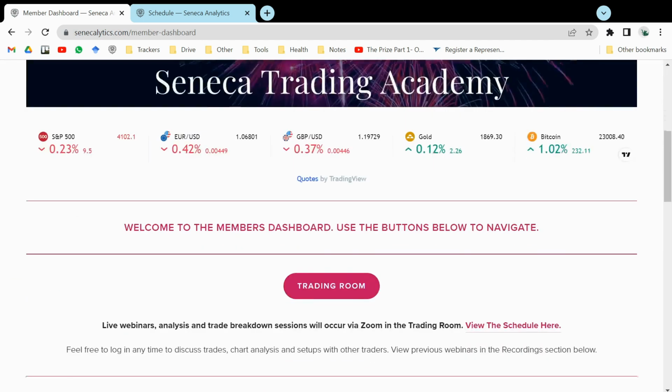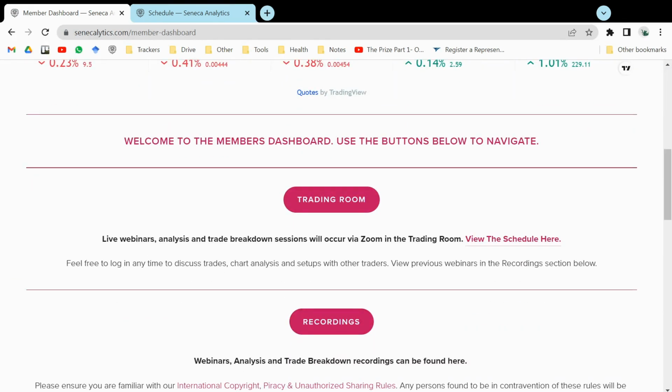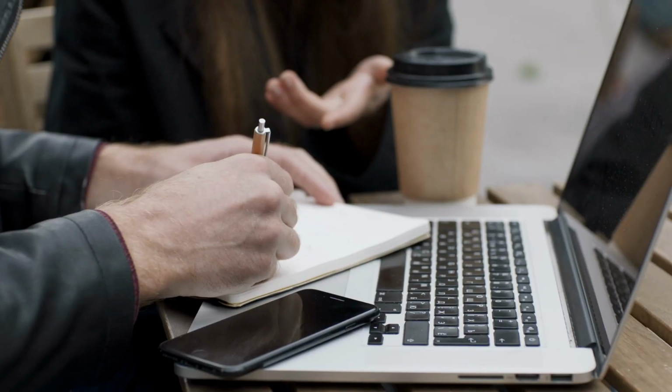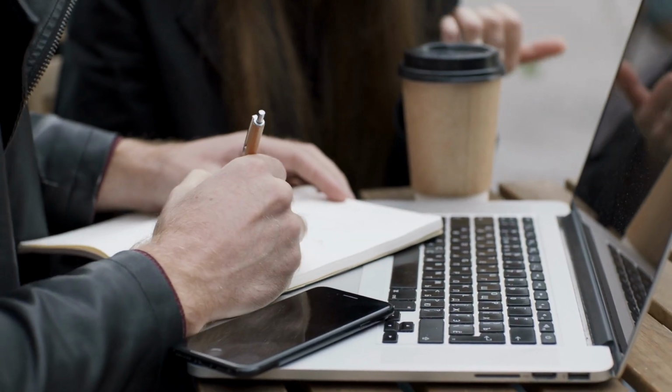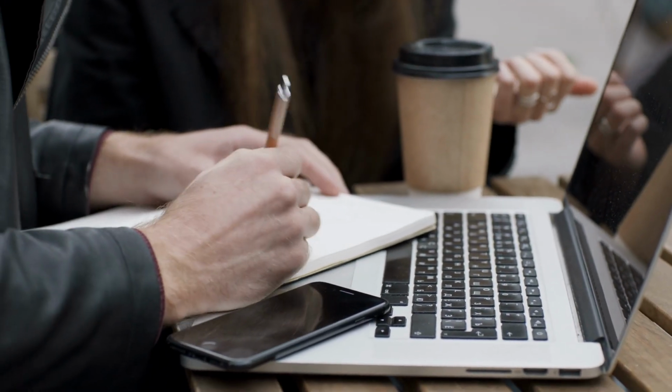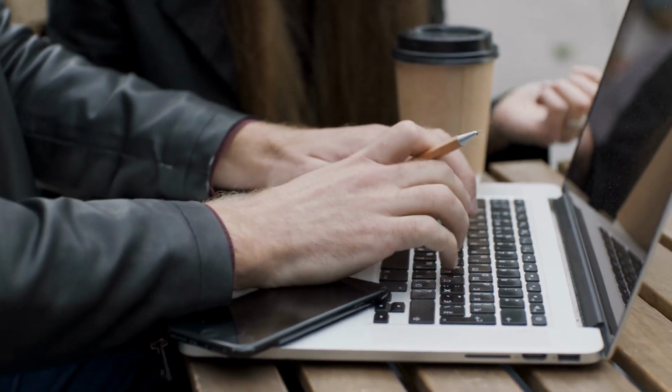But if we go back to the dashboard, you'll see that you get way more than just access to the education series. You also get access to the education room, or the trading room, where we have live webinars, analysis and trade breakdown sessions. That's all happening live via Zoom. You can view our schedule here.